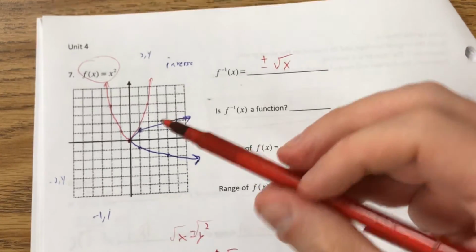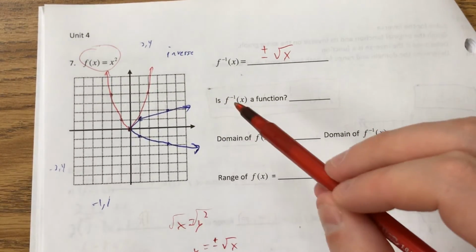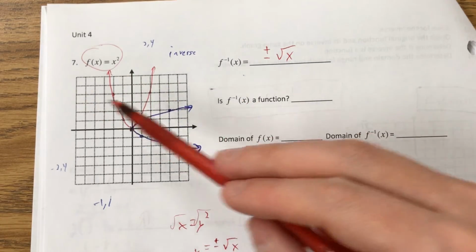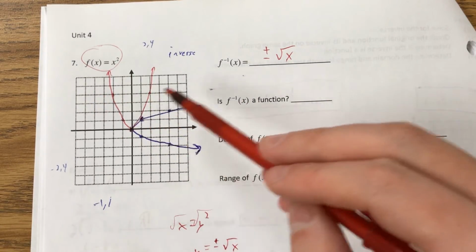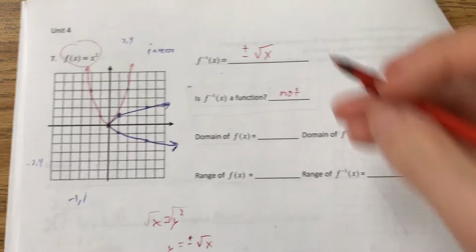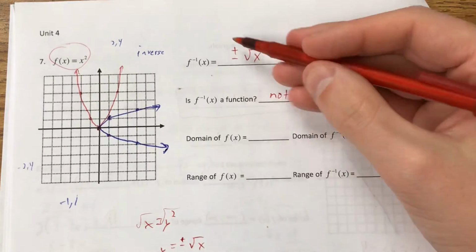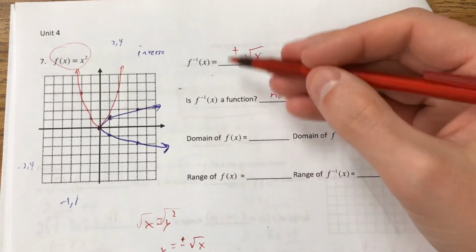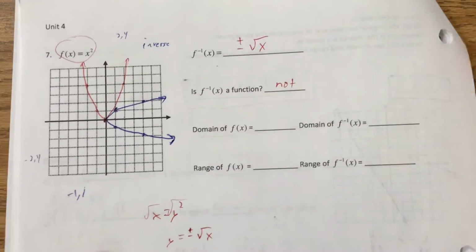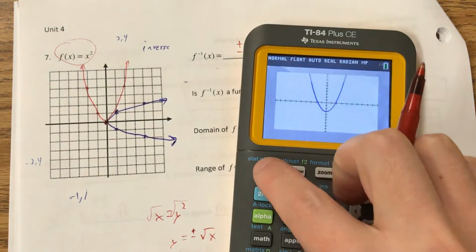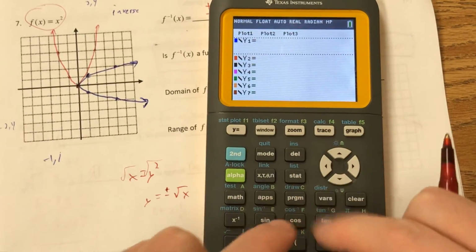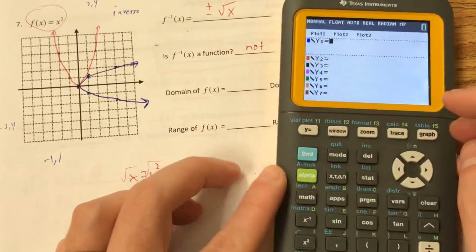Do keep in mind, as soon as we get to this part of the question, is f inverse a function? Well, it does not pass the horizontal line test. So this one is not actually a function. That is plainly obvious with the plus or minus here. This is actually two functions in one. There's the positive version of the square root of x and the negative version. So you can't just press the plus and minus button in a calculator. It doesn't work like that.